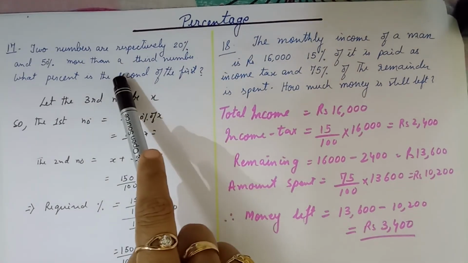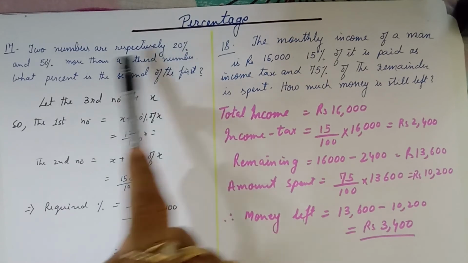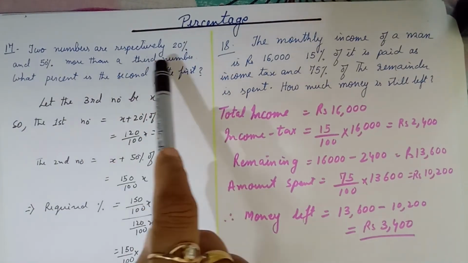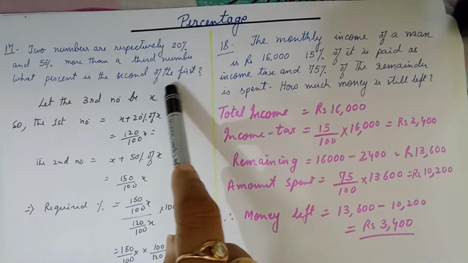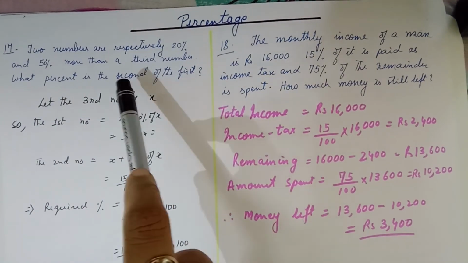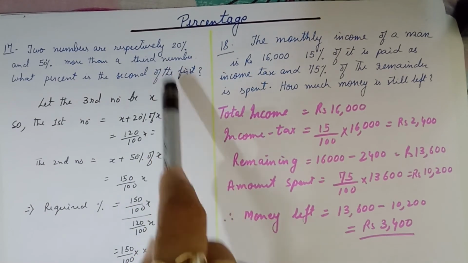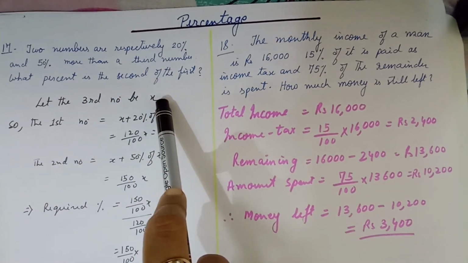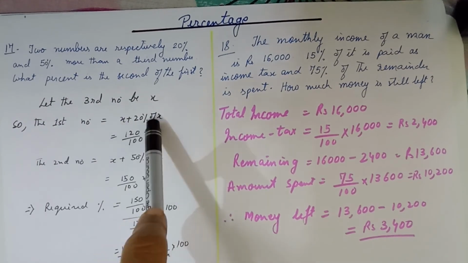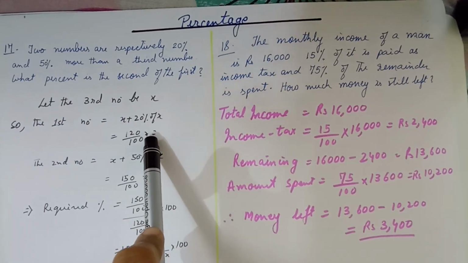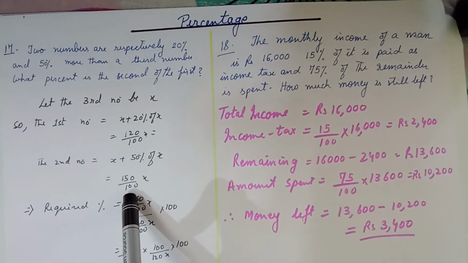Two numbers are respectively 20% and 50% more than a third number. What percent is the second of the first? So you are comparing the second with the first. Here we are assuming the third number as x. So let the third number be x. My first number is 20% more, so 120 by 100x. My second number is 50% more, so 150 by 100x.